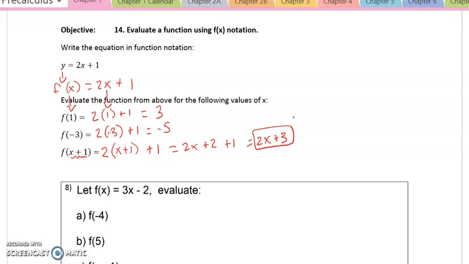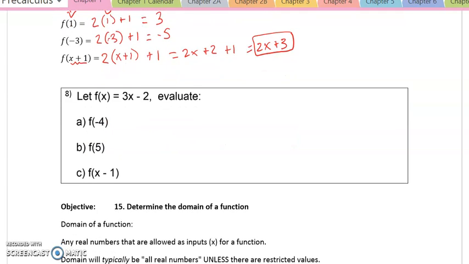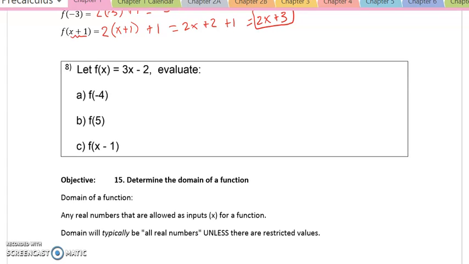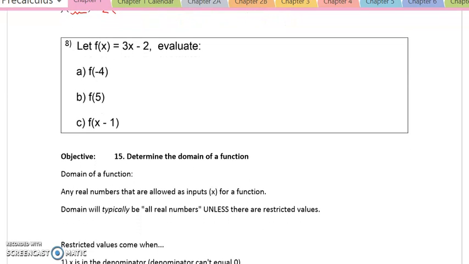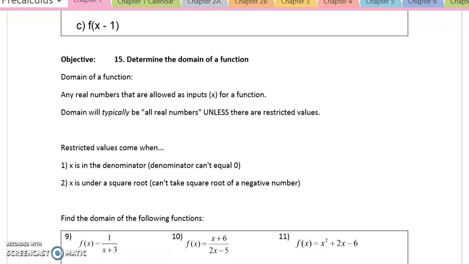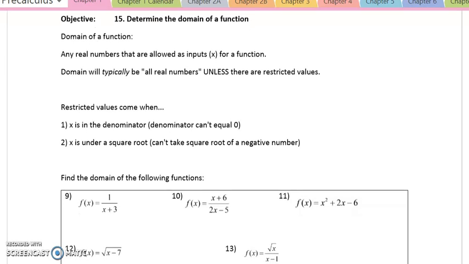And those tend to be the hardest ones because we don't like to see something other than just a nice constant, right? X plus 1 includes a variable plus some other stuff in there. So I'll let you try number 8 there. You can check the key, and then we'll move on to determining the domain.